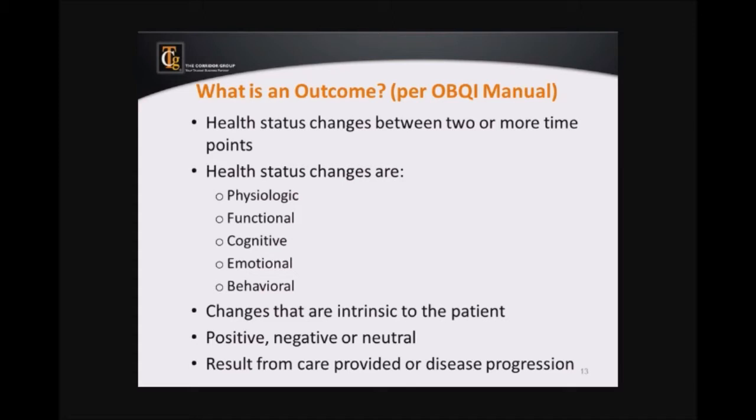What is an outcome? The definition from the OBQI manual is a health status change occurring between two or more time points. The time points are between the start of care or resumption of care and the discharge or transfer OASIS data collection points. Health status changes can be physiologic, functional, cognitive, emotional, or behavioral. That gives us a lot to work with. We aren't held responsible only for contributing to better health.